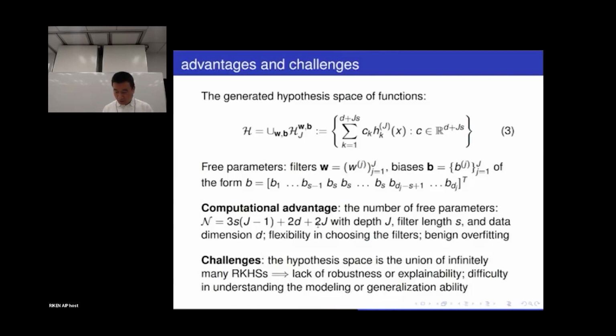In fact, the number of parameters is only 3sJ minus 1 plus 2d plus 2J. So just imagine if the input data dimension d is about 150,000, s is only 2, then J can be also hundreds of thousands, which means that we can use many, many layers in our algorithm because the number of trainable parameters is still of the same order.